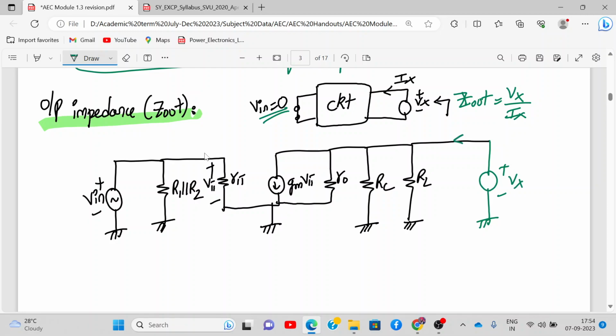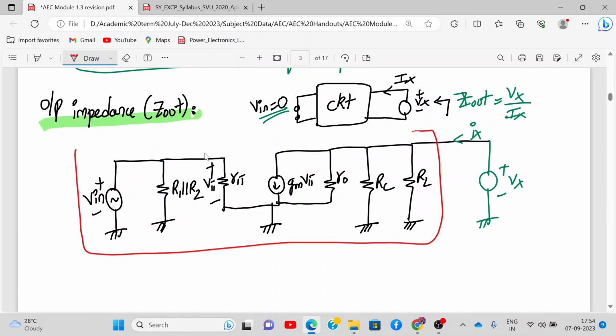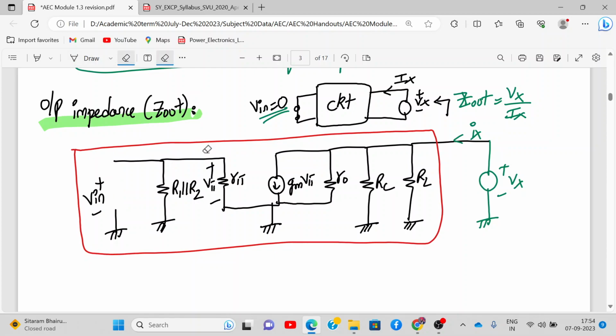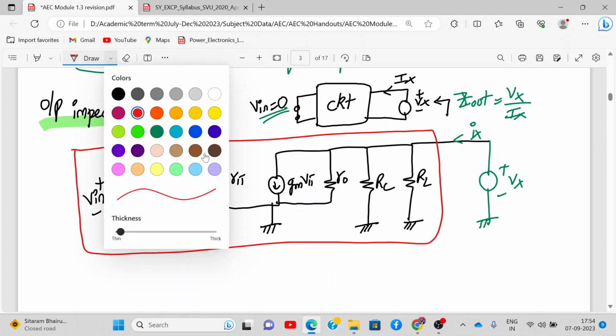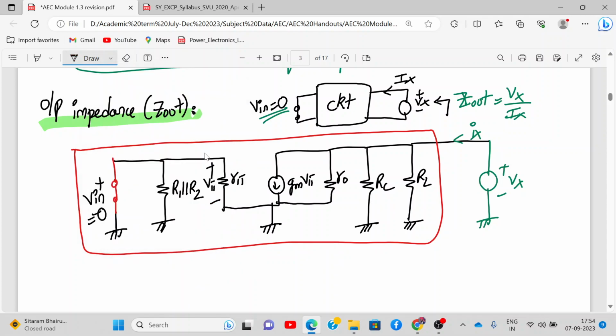So let me draw that Vx and Ix now. This is Vx and this is Ix. I'll put the entire circuit inside the box. So this is the circuit inside the box, and I'll make V in equal to 0. What is the meaning of making V in equal to 0? Short circuit it, right? Yes or no? Short circuit it. V in is equal to 0.